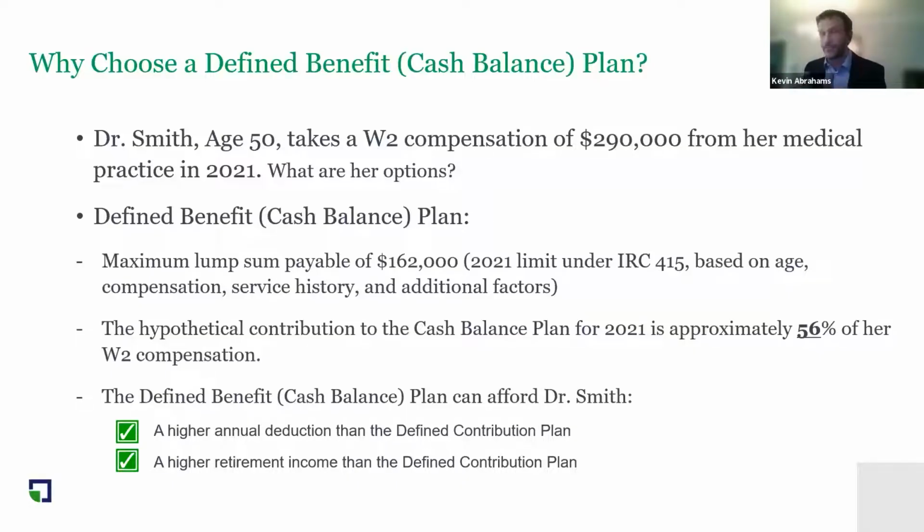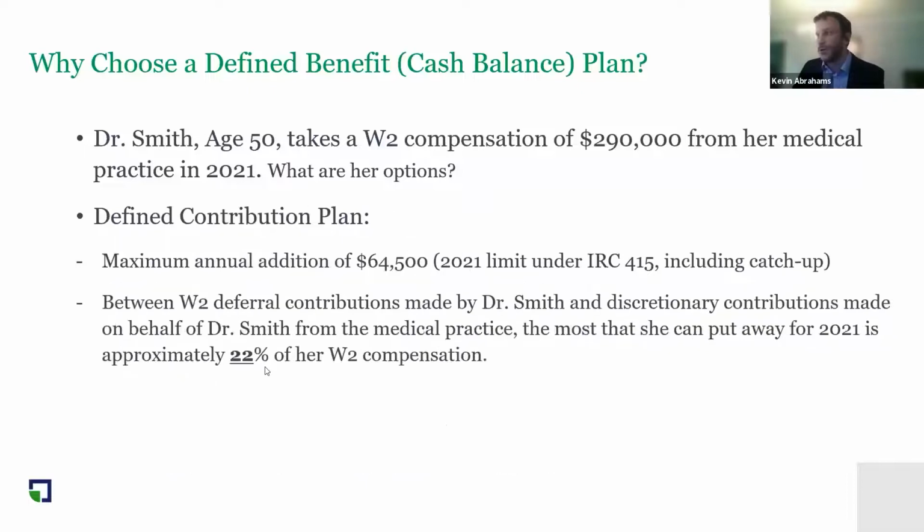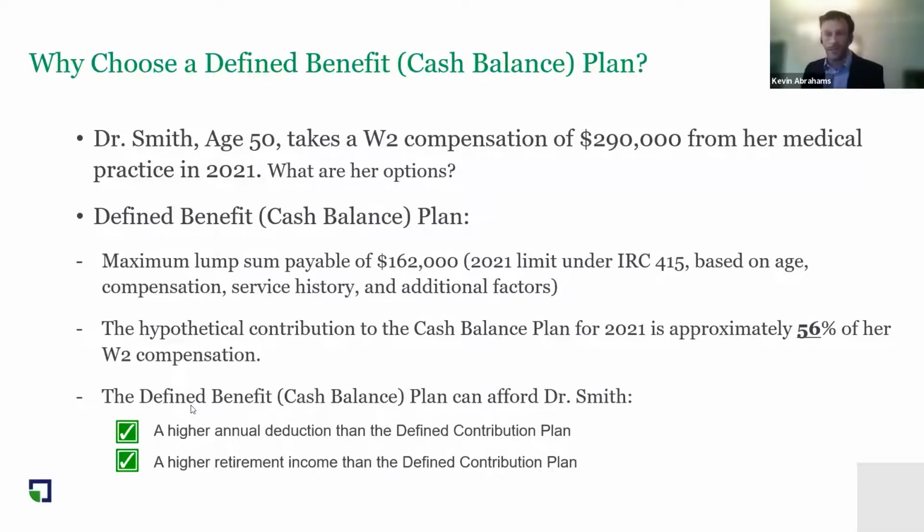And as things progress over the years, Dr. Smith would be able to potentially put in that same amount, $162,000 per year as we continue on. So it's not just a one-time blip. And as you can see, the hypothetical contribution that she could technically put in is over half of her W-2 compensation compared to under a quarter. So just to summarize here, the defined benefit plan obviously is the main theme here, that it affords her a higher deduction, which is important in the near term, and it allows her to put away more for retirement income down the road.